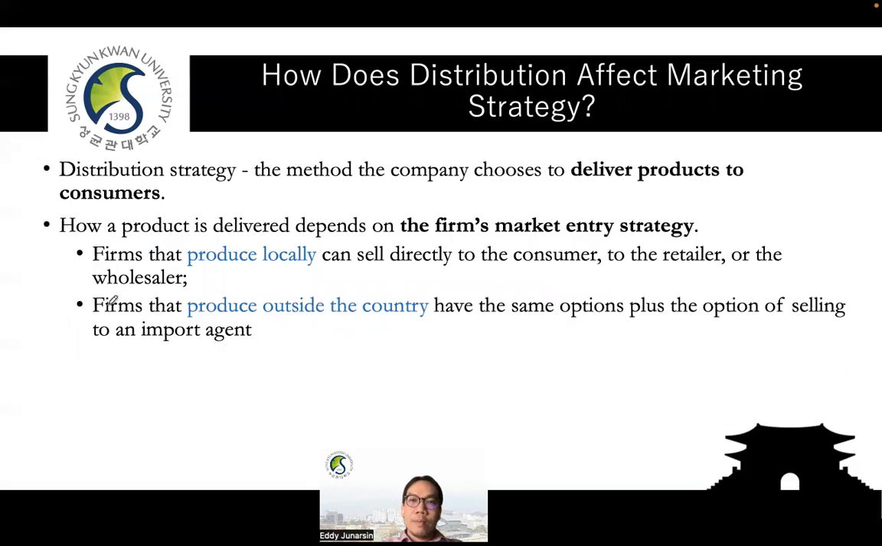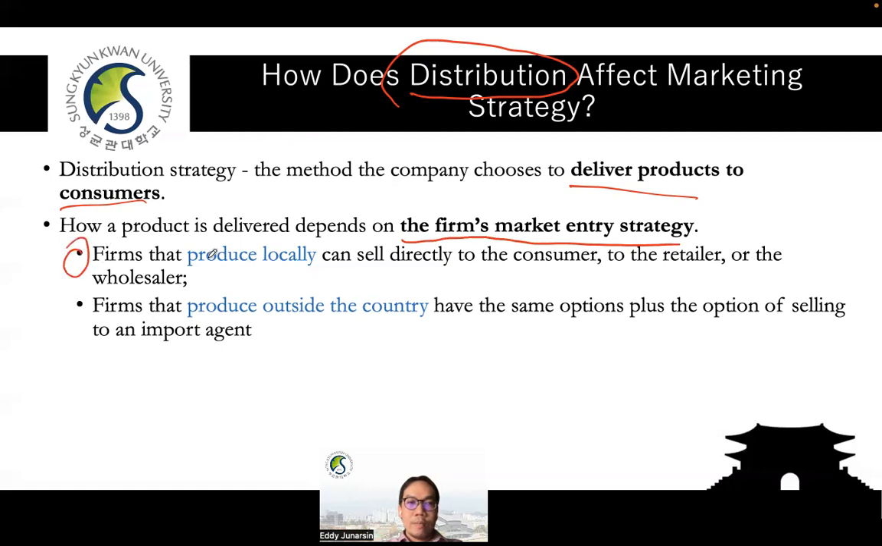All right, so the next one is the distribution strategy, right? The question about the place, the place strategy, the distribution strategy. So it is the method the company opts to deliver the products to consumers, to customers. How it is delivered depends on the firm's market entry strategy.